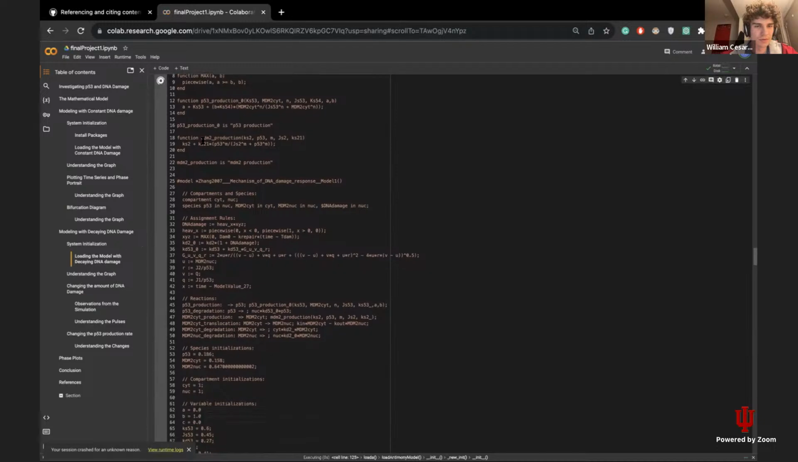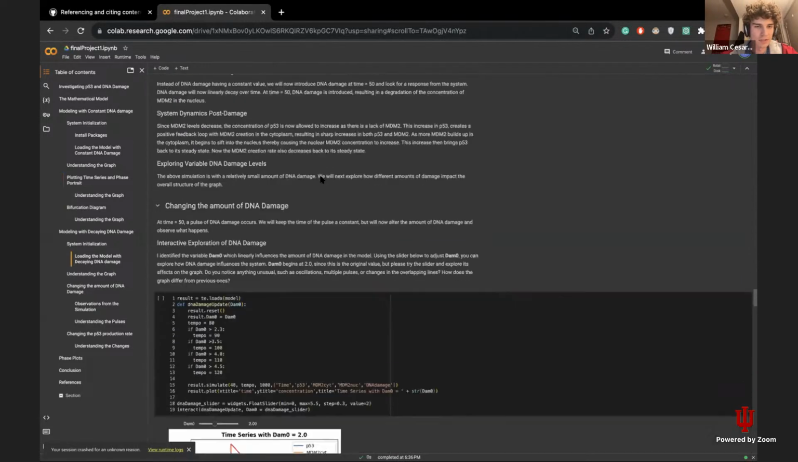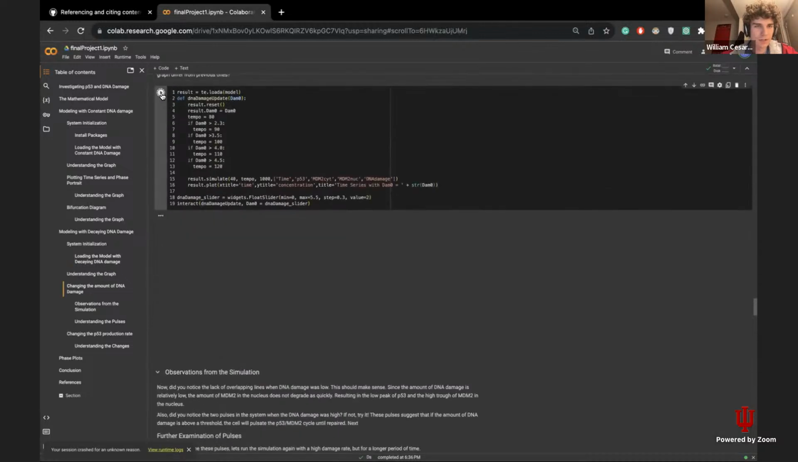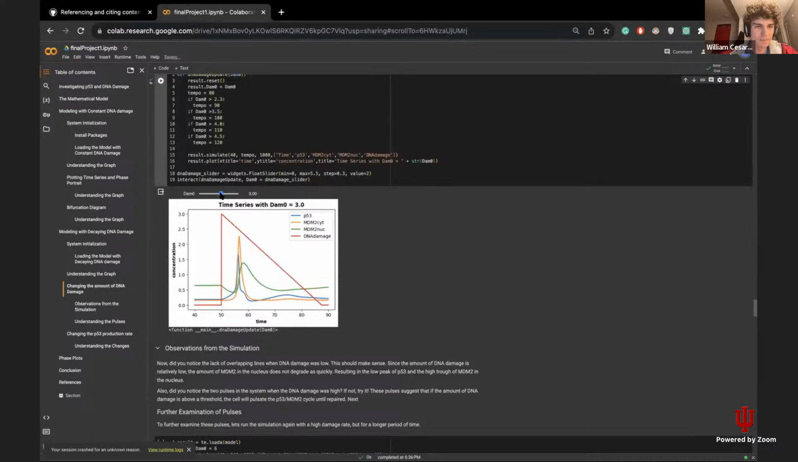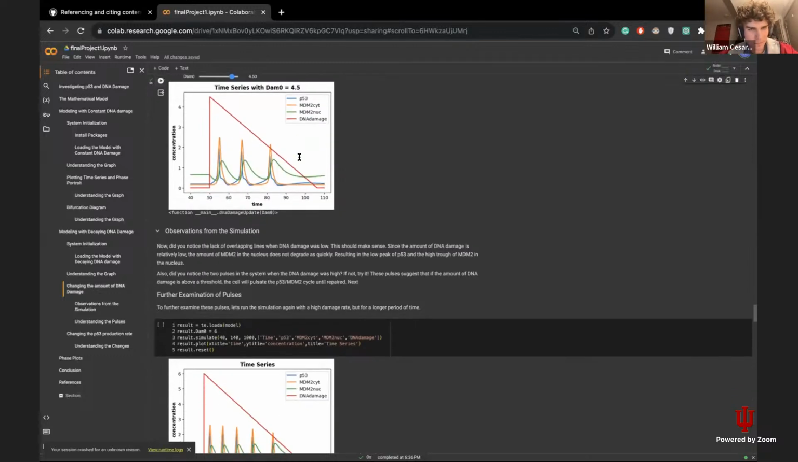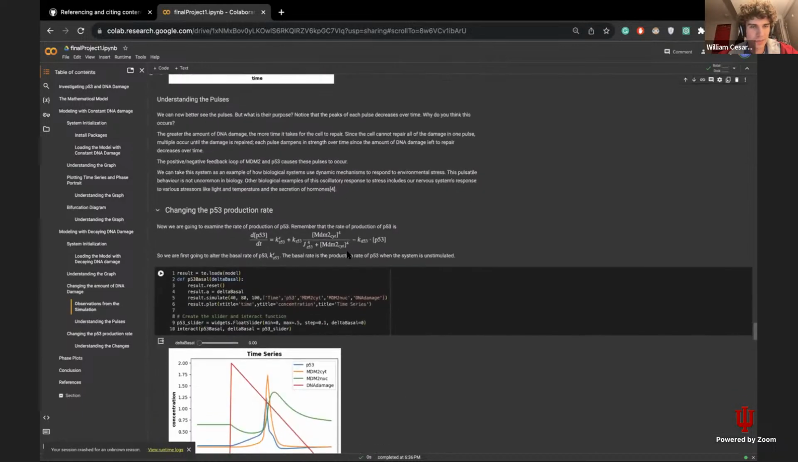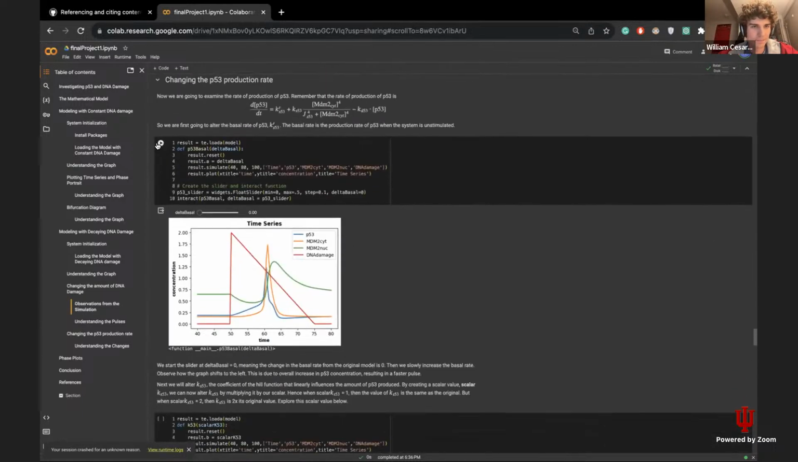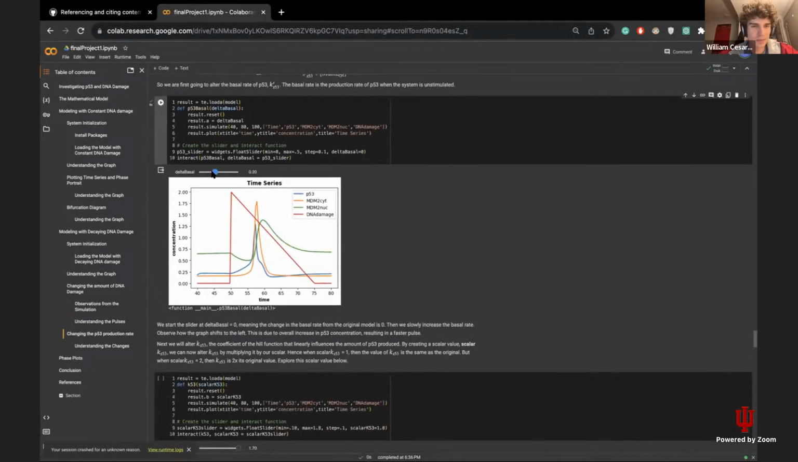And then I get into decaying DNA damage. This is just what I had before. Now the user is able to change the amount of damage here and see. Here I zoom out even more, allowing the user to see a longer time frame. Now I look into changing the production rate. This I didn't go over in the slides. This is changing the basal rate of transcription of P53.